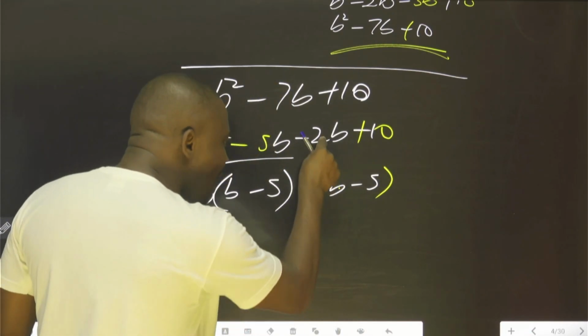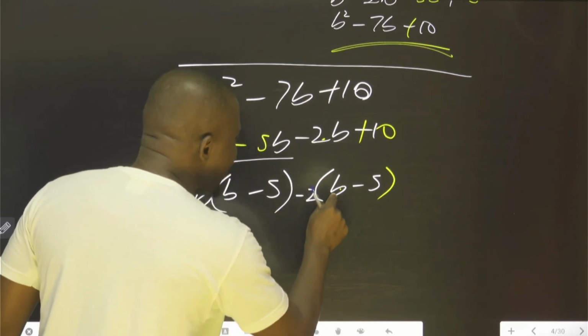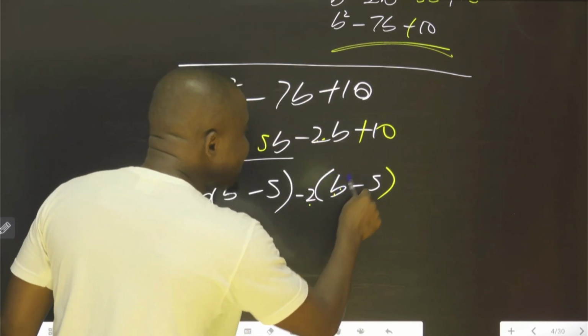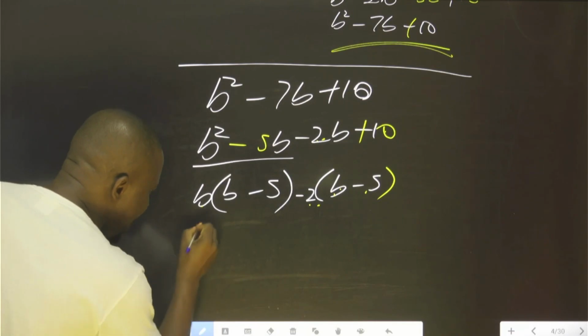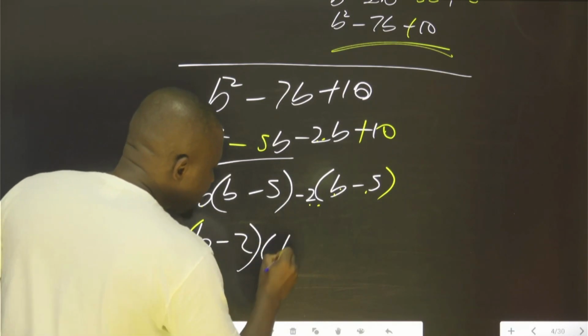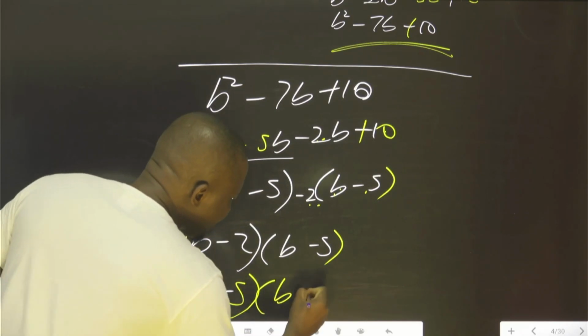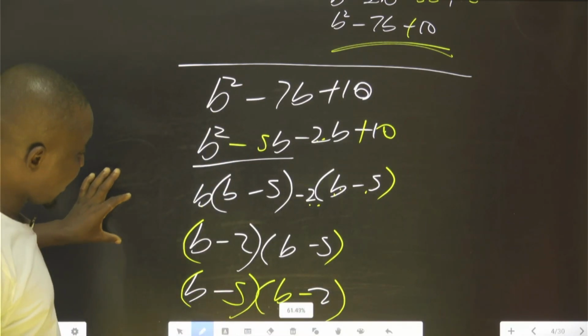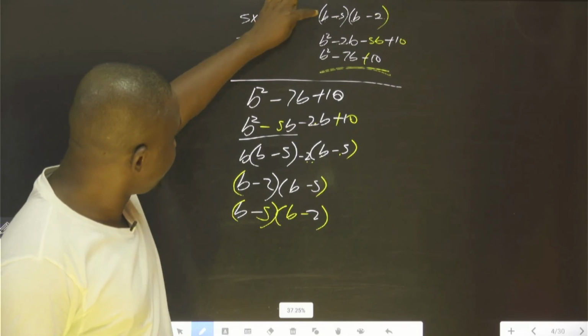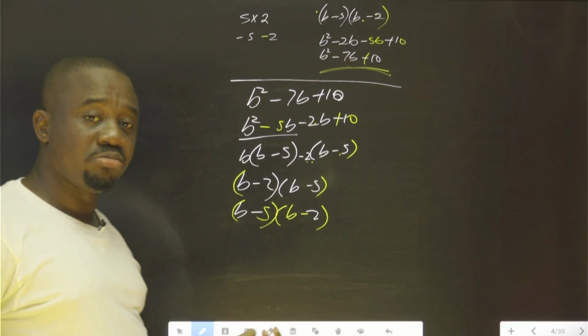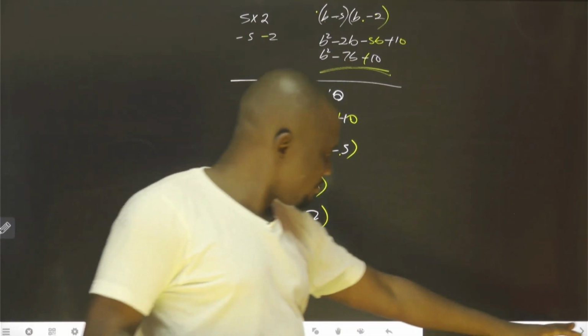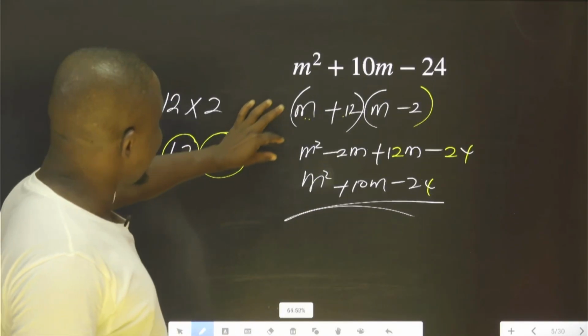What can I do to this to have this? It's minus 2. Minus 2 multiplied by this, I have this. Therefore, this and this will come out. Remember, you can also say b minus 5, b minus 2. You can see in this place, b minus 5, b minus 2. Same thing.